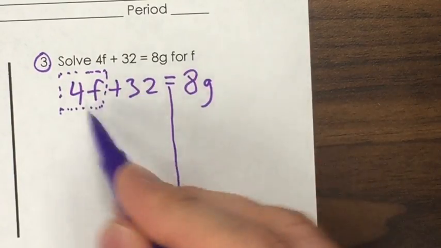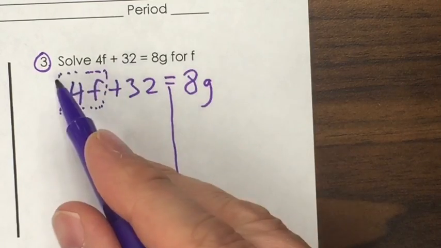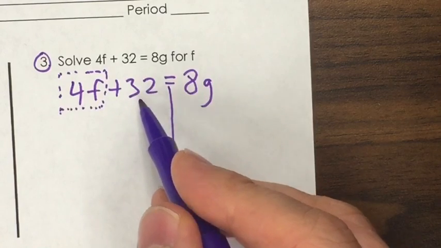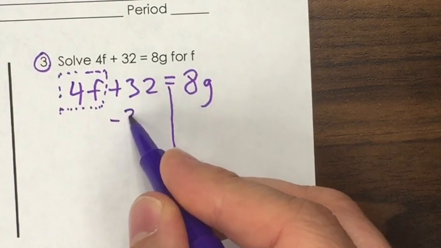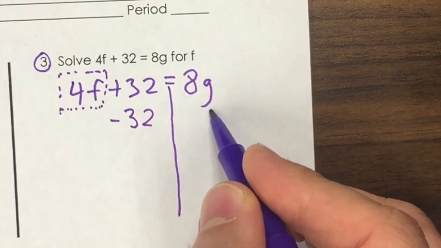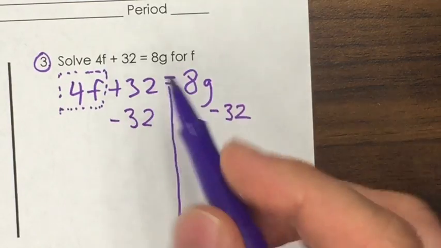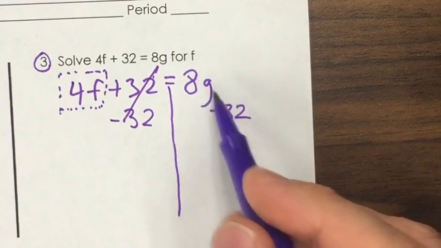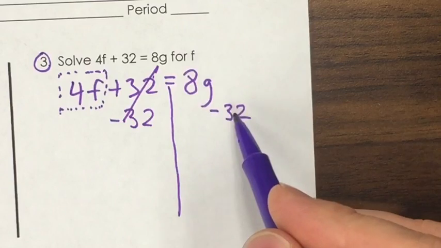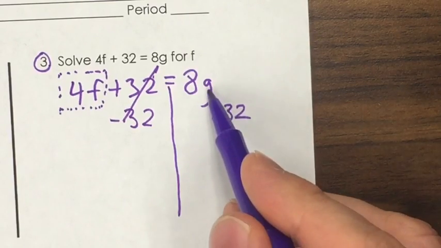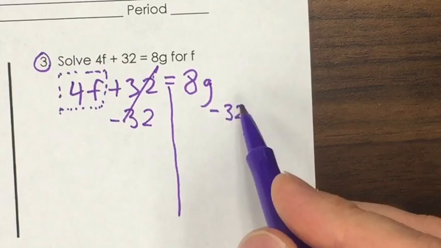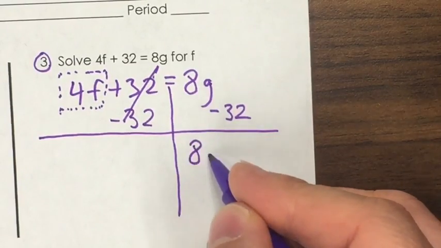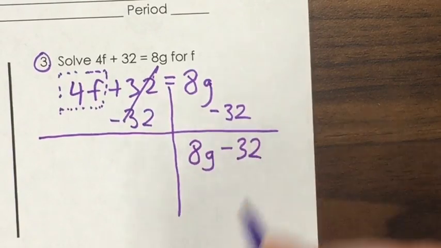So what else is happening on this side? I boxed my term with the f. I also have a plus 32. That's the first step. I need to get rid of that with opposite math. I do minus 32 on both sides. Now this cancels out, but notice I didn't write the minus 32 below the 8g because these aren't like terms. I can't put them together. I can't do 8 minus 32. This guy has a g, this guy does not have a g. So the best I can do is just write them side by side, showing 8g minus 32.